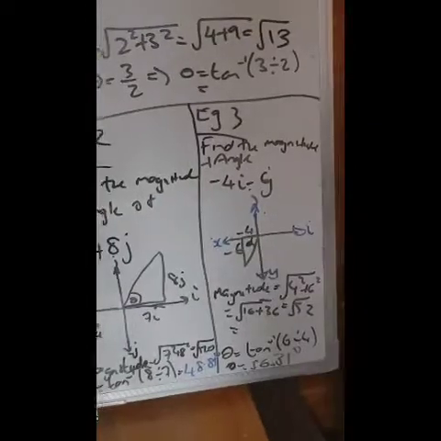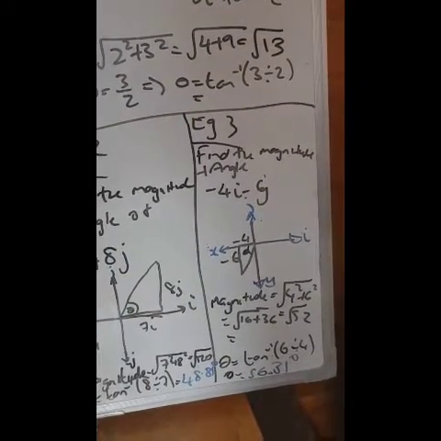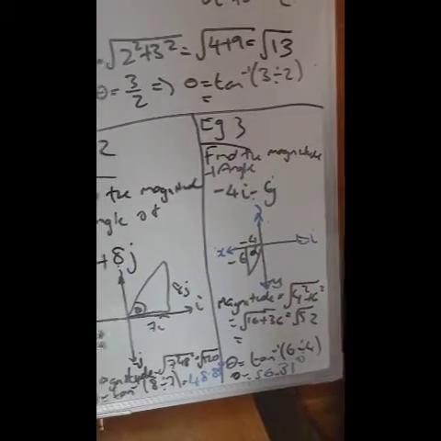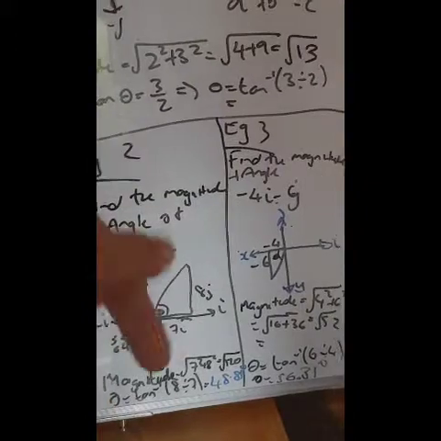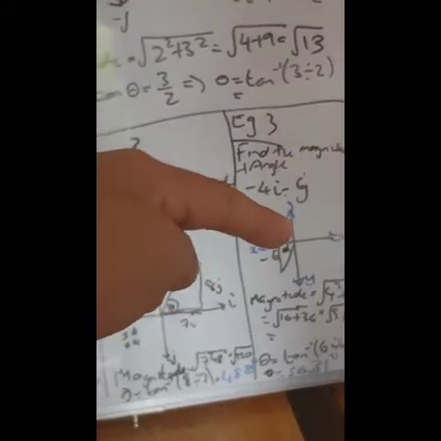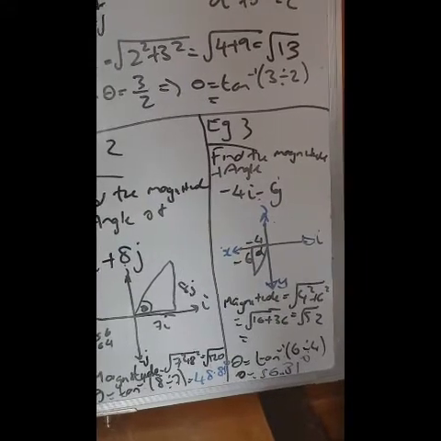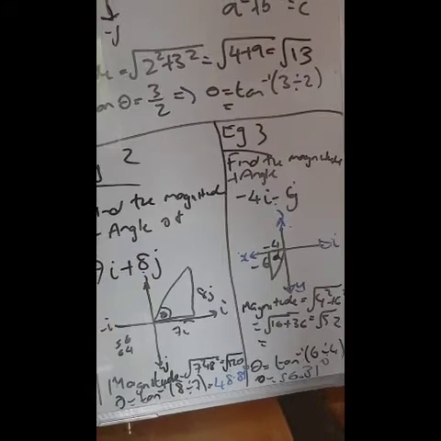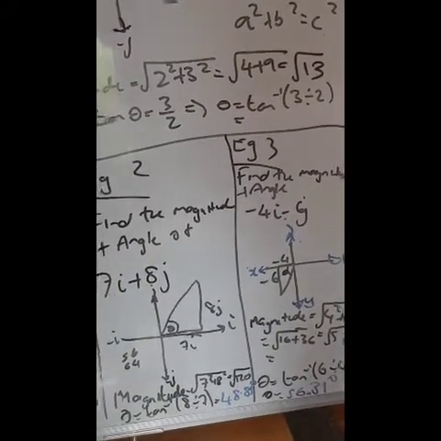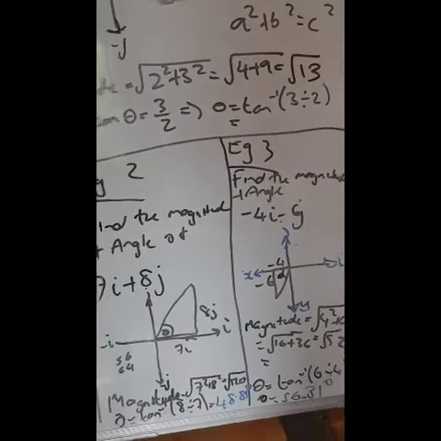degrees. Right guys, final example for today's lesson. Find the magnitude and angle of minus 4i minus 6j. So it'd be minus 4, which is this way, and minus 6, which is down. That's my angle there. So it would be the square root of 4 squared plus 6 squared, which is the square root of 16 plus 36, which is root 52, or it's 2 root 13 if you want to simplify it in that form.